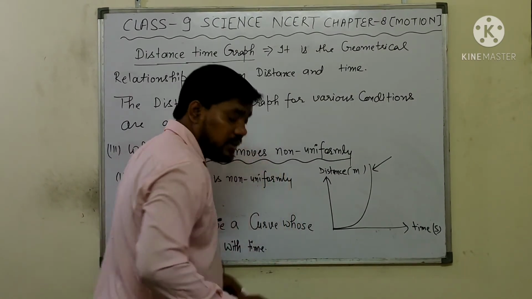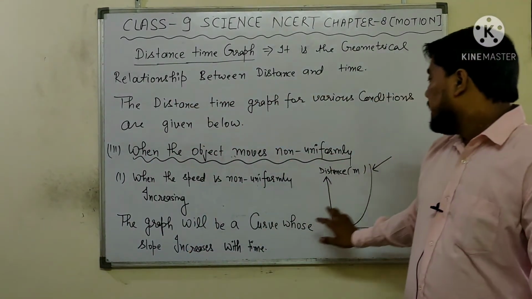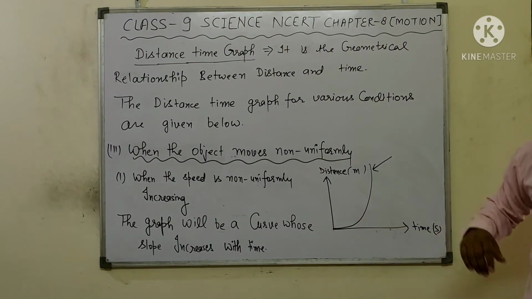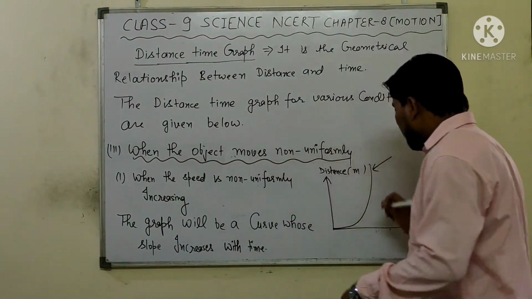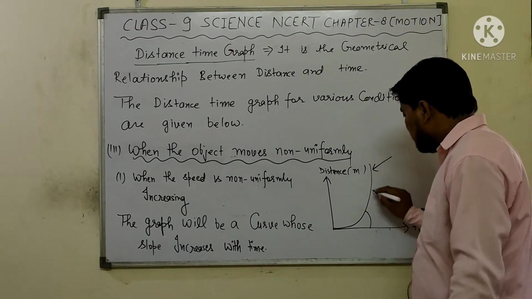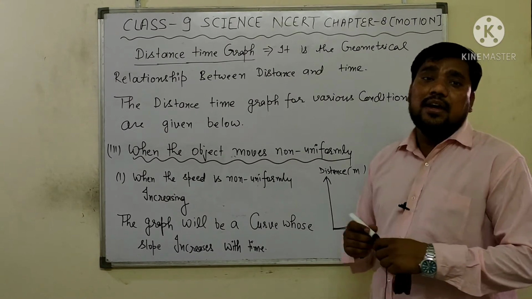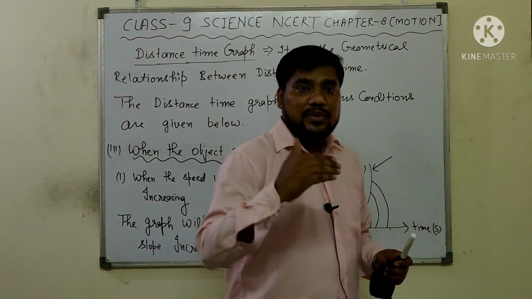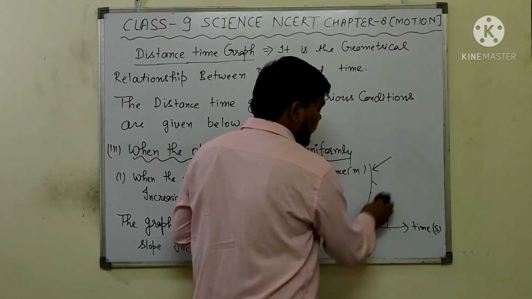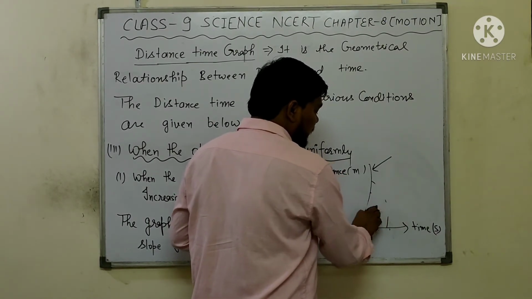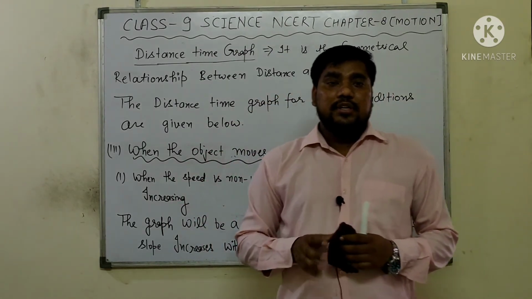So what happens when an object is moving non-uniformly with continuously increasing speed? Then we get this kind of graph. If you observe the slope from here, the slope is continuously increasing. Slope means the angle the graph makes with the x-axis. So in this case, the slope is continuously increasing. This will be the graph for the object moving non-uniformly. I hope it is clear.